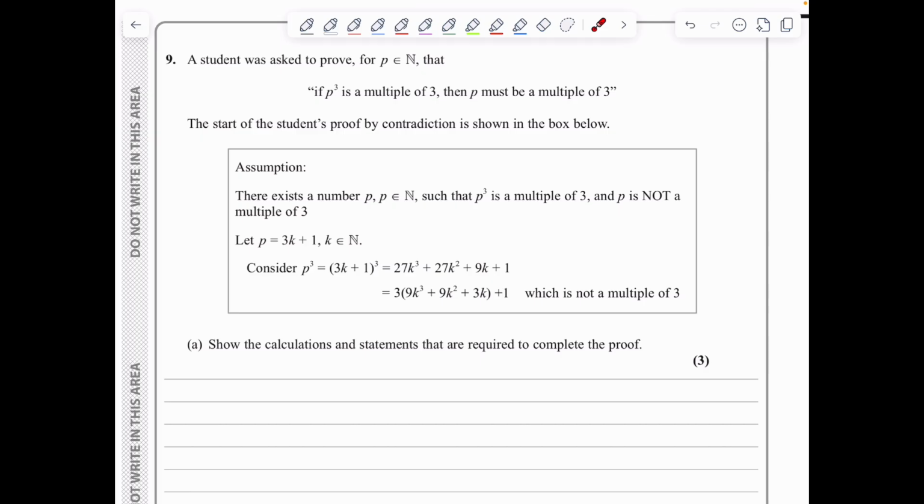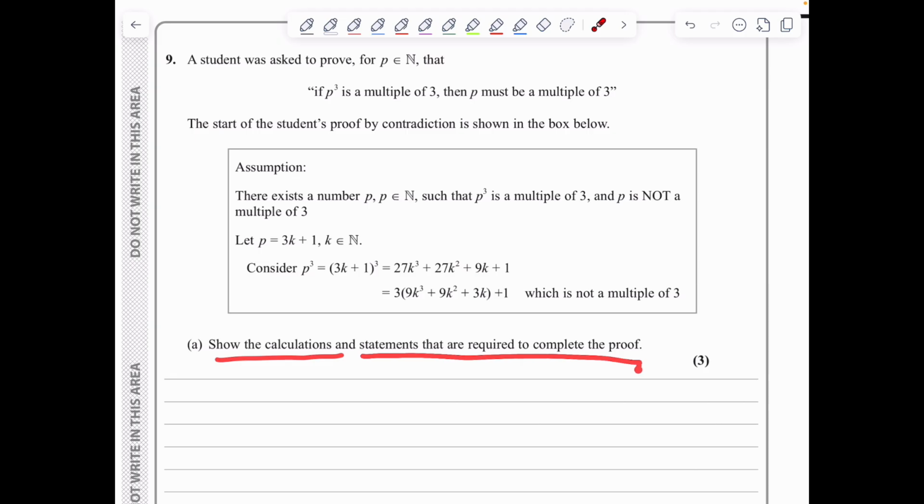In question 9, we've got a student who's been asked to prove that for p in the naturals, if p cubed is a multiple of 3, then p must be a multiple of 3. Now the student approached this through a proof by contradiction. He assumed the negation, the opposite, so there exists a number in the naturals such that p cubed is indeed a multiple of 3, but p is not a multiple of 3. Now if p is not a multiple of 3, then it could be a multiple of 3 plus 1. And the student has shown that this is not a multiple of 3, as it is 3 times an integer plus 1. And we are asked to show the calculations and statements required to complete the proof.